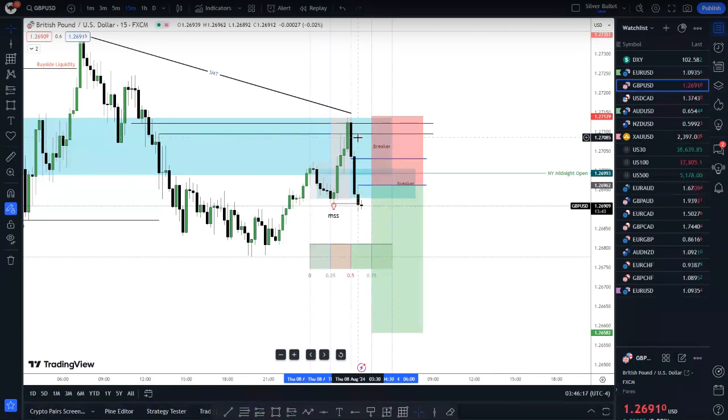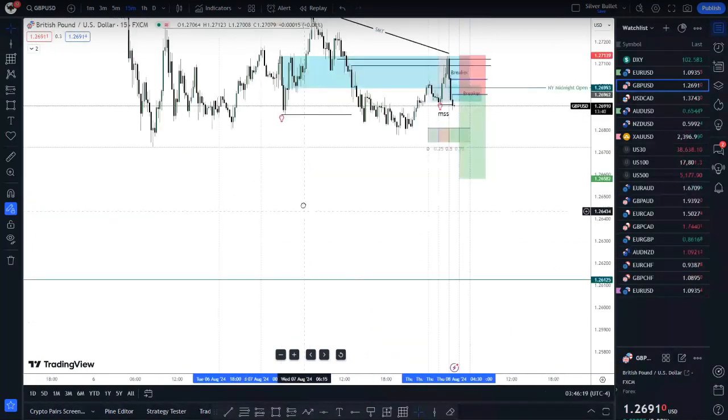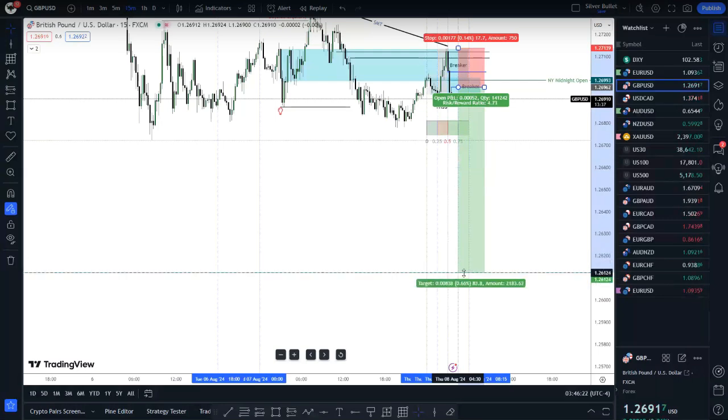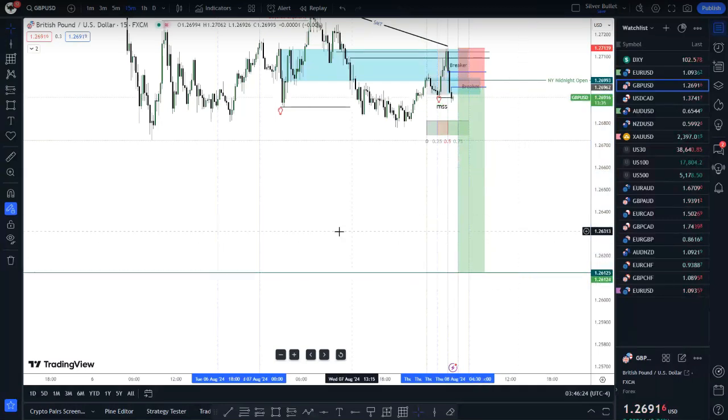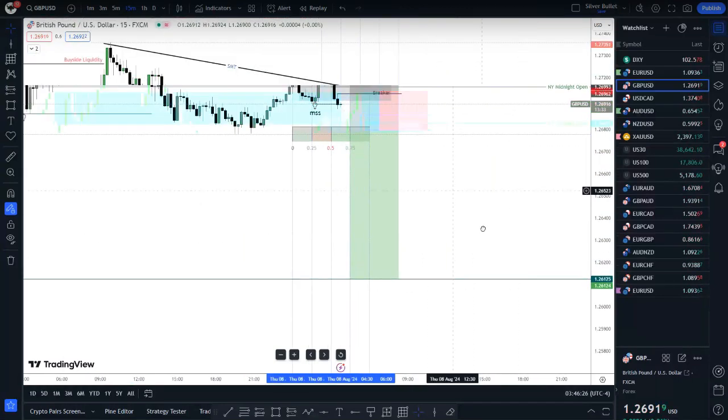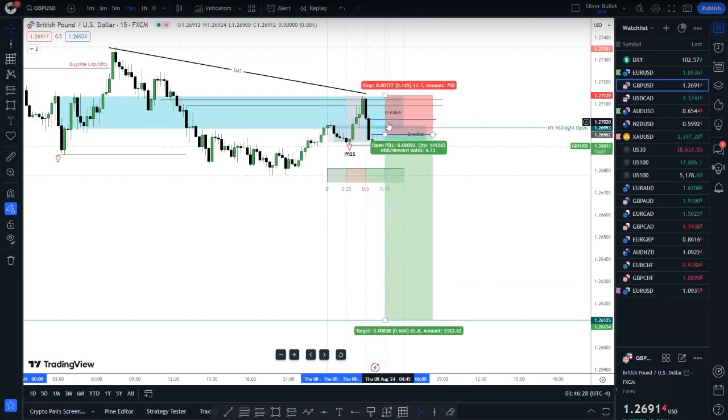And where is our draw on liquidity? Again, guys, we still have a clean and clear draw on liquidity, which is going to be this level at 26.12 as my draw on liquidity. So I would like to see how price returns back into this level here, this 5-minute gap.